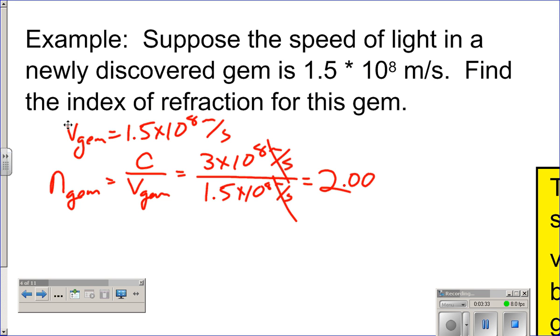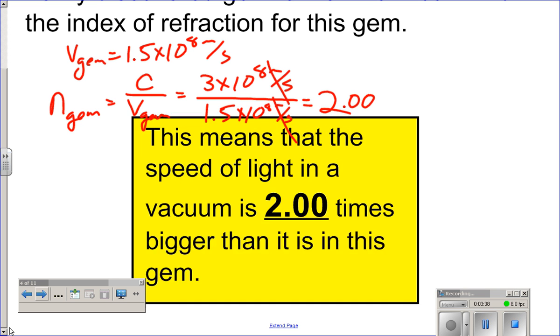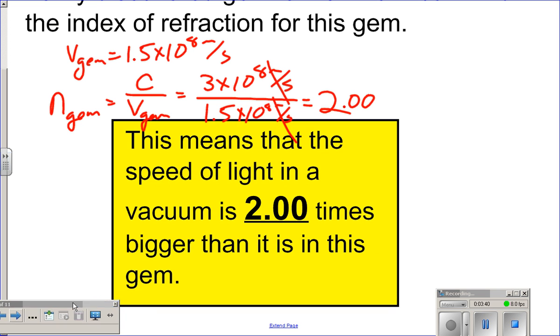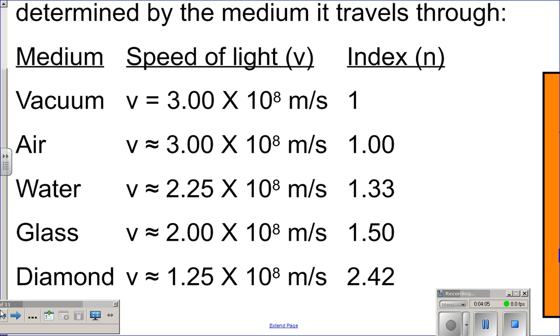That number means something though, so here's what that number means. What that number means is that the speed of light in a vacuum is 2 times bigger than it is in the gem. So it is basically just a ratio. Sometimes people will refer to it as sort of optical density. The idea is as your medium becomes denser, your index of refraction goes up, which can be seen here, where I've gone through and calculated the index of refraction for a couple different mediums.